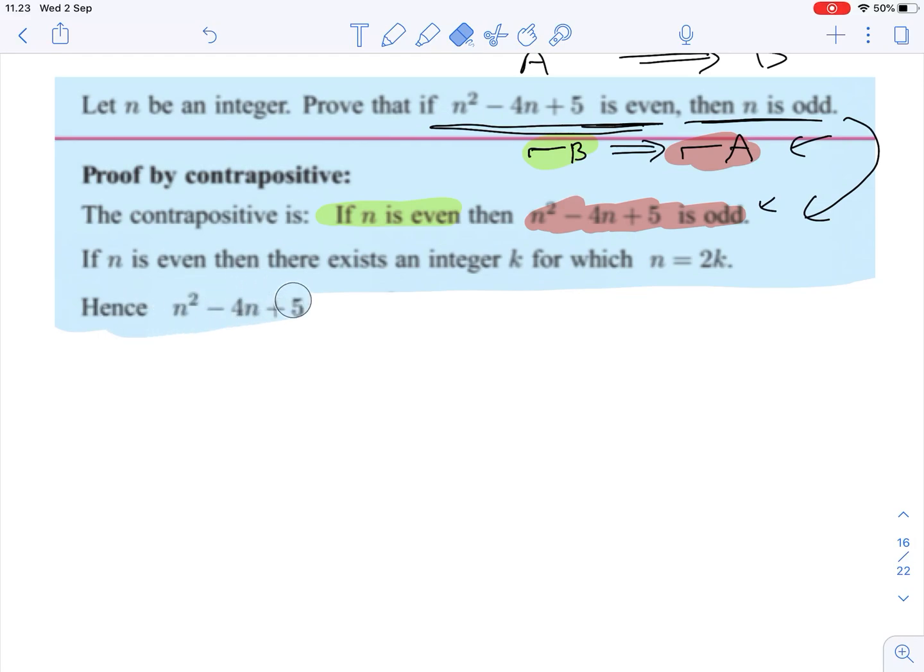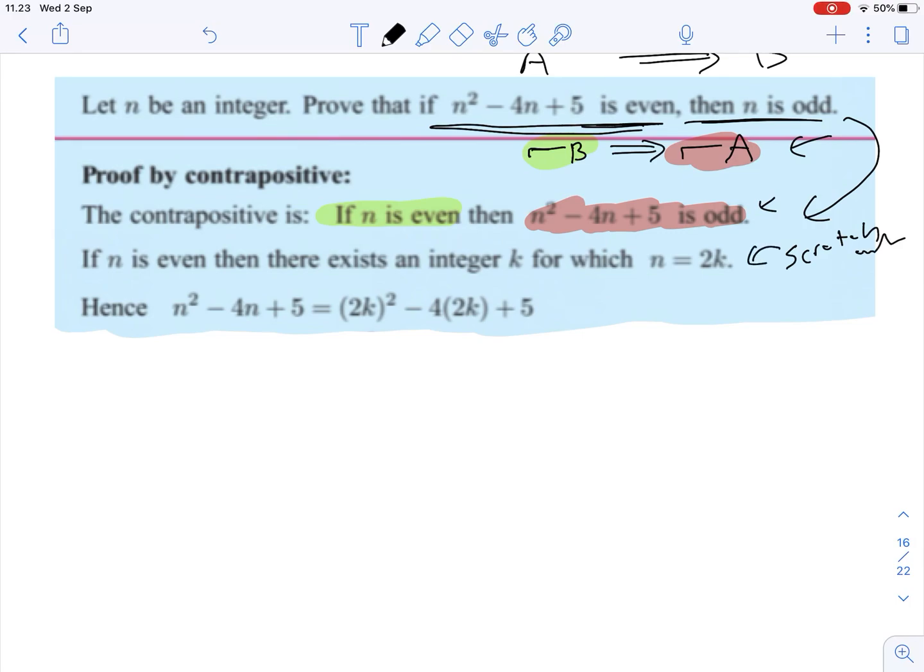Then I can substitute in 2k everywhere there's an n. And my goal here, remember guys, you need some scratch work off to the side. Scratch work, and then afterwards you put your formal proof down. So you're doing scratch work, this is your idea, and then you come back over here and write this down nice and pretty. If it's odd, we're trying to get some number 2n plus 1, or 2n plus an odd number. So we're trying to get to that point.